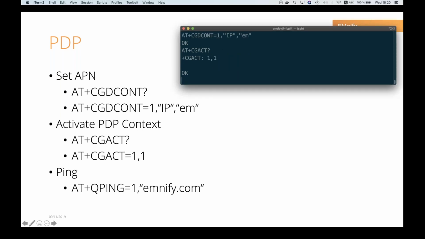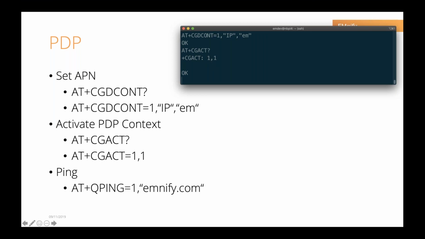So we can also check the status. This CGACT command is to query whether it's active or not, one being yes. The first one is the ID, one is active, 0 is inactive. And with this, we can verify this using a ping command.